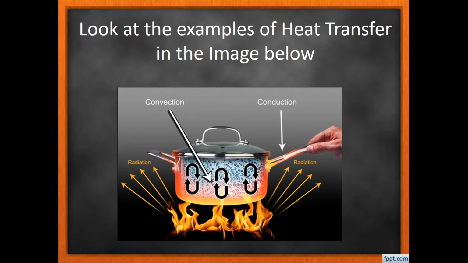So look at this image. This image shows all three types of heat going on. We got the fire primarily heating everything by radiation. We got the water inside of it heating by convection, which causes the top of the metal to start heating up by conduction. So the entire handle heats up by conduction. The water is going to heat up by convection, and the fire is going to heat up the pot primarily through radiation.